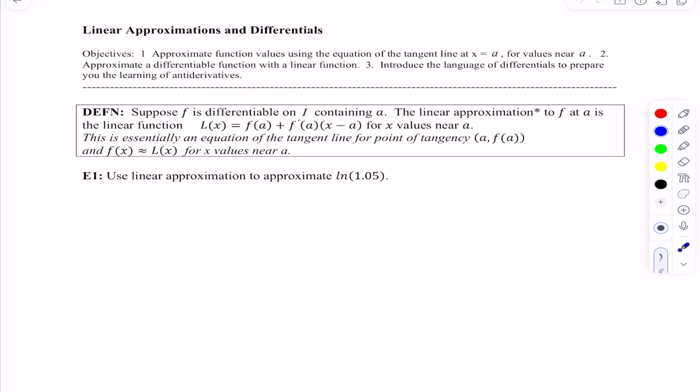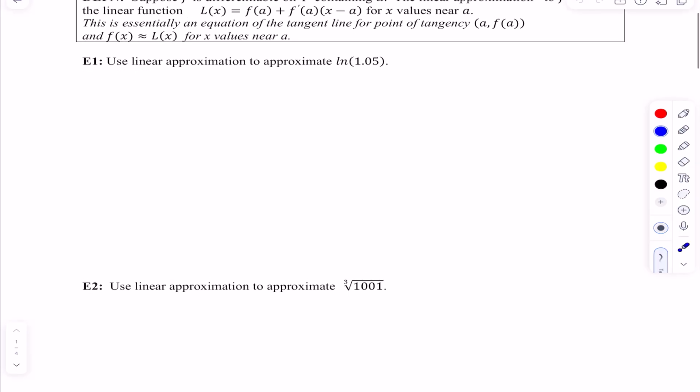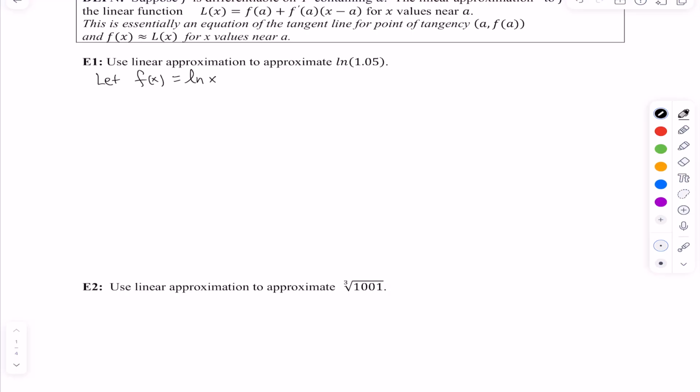Why don't we put this definition into good use? Use linear approximation to approximate the natural log of 1 5/100. Notice the definition requires a function. So that is what we're going to do first. We're going to define or state our function. Let's let f of x equal the natural log of x, and our a value to be 1.